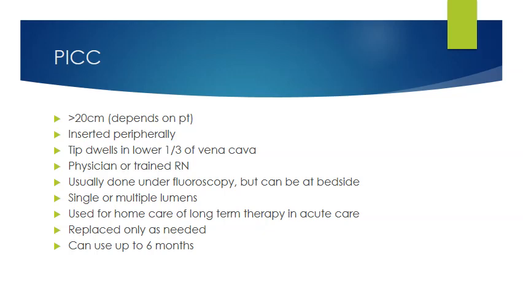Okay, so the first one we're going to talk about is a PICC. PICCs are usually greater than 20 centimeters in length. Again, that's going to depend on your patient and their size and their need. It's inserted into a peripheral vein. We like to use the basilic, but you can use the brachial or cephalic, but again, the basilic is the one that we look at. The tip dwells in the lower 1/3 of the vena cava.